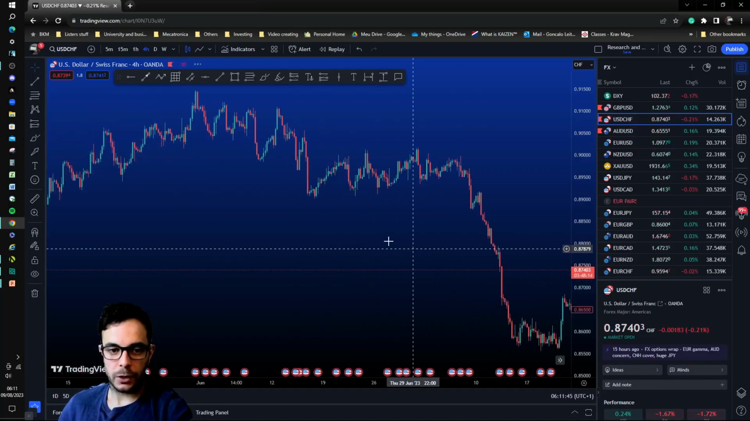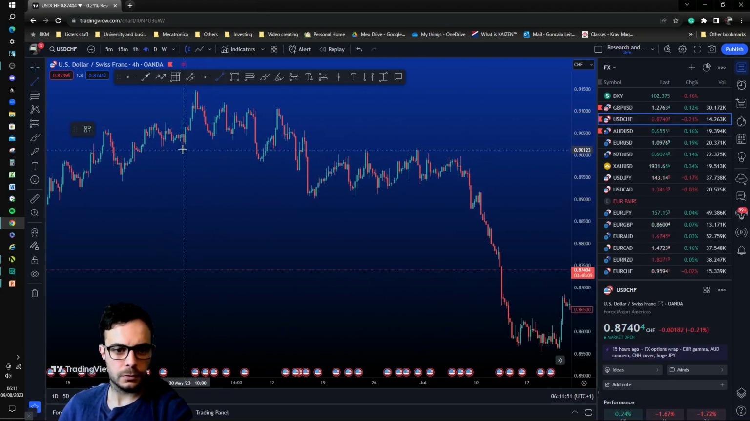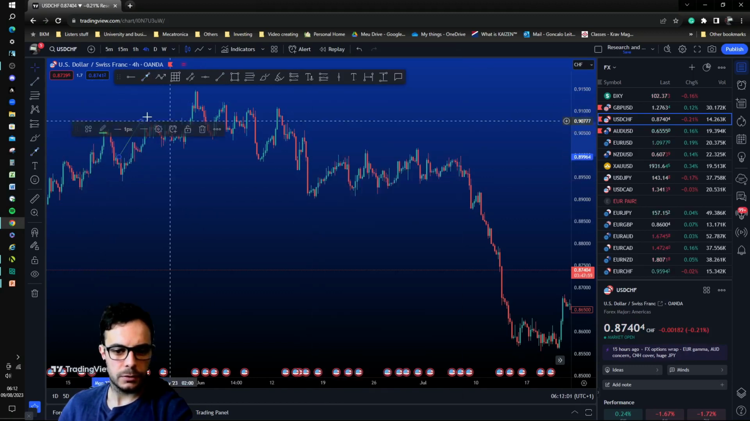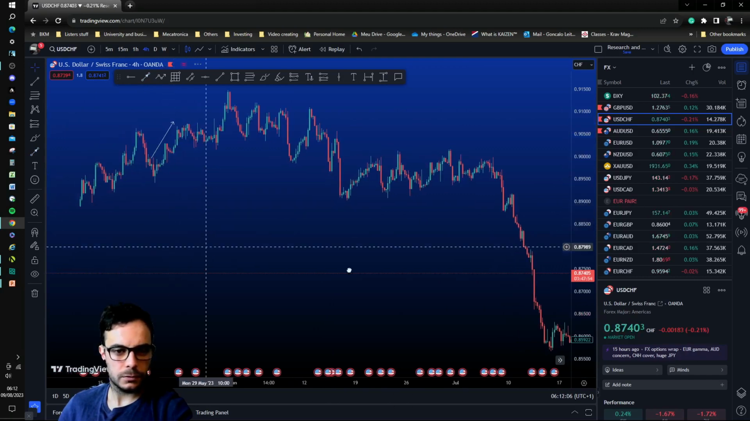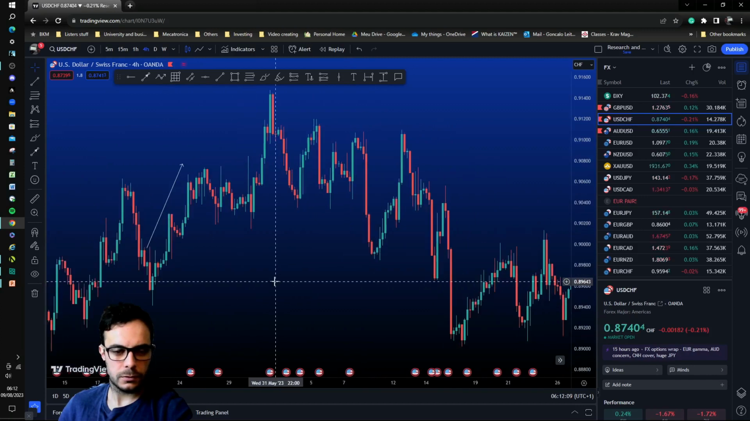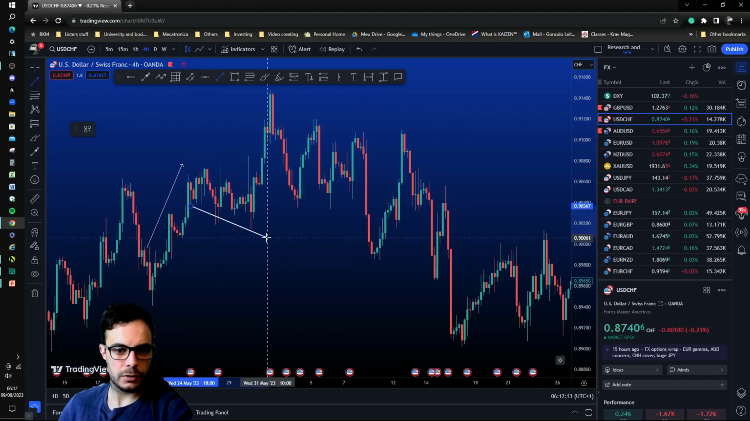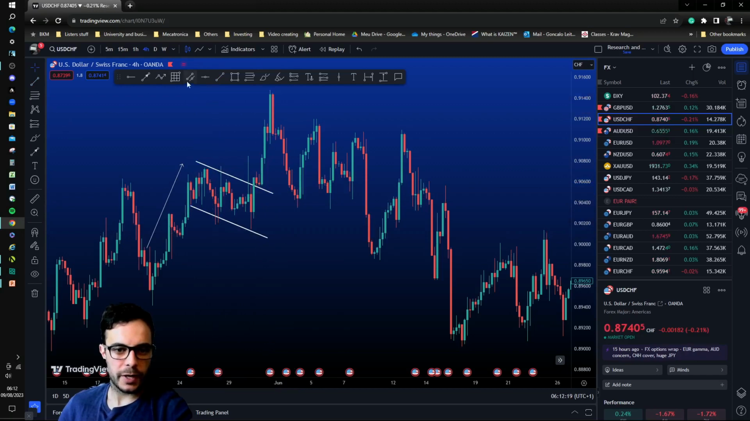Now we have here a good example. You have a corrective move. We have an impulsive move to the upside. Then after this impulsive move, we have a correction. And then after the correction, we got another impulsive move.